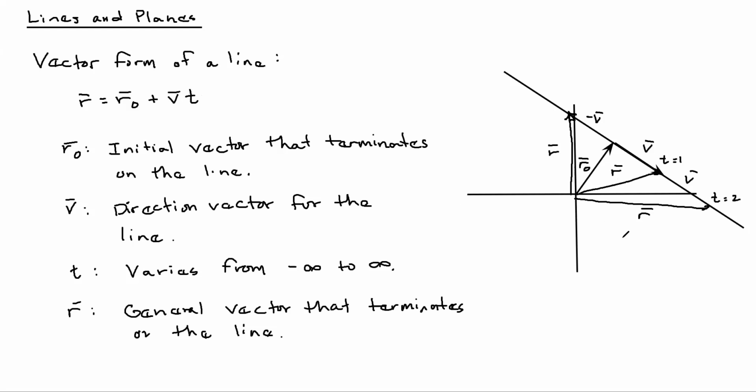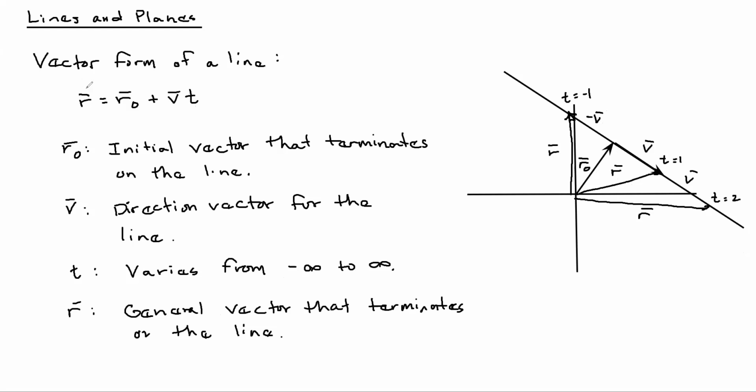2 v's. This point here would end up corresponding to -1 for t. And so we would have t equals -1. And so you'd end up getting that r value. And so if you do t from negative infinity to infinity, you end up getting the entire line being generated. And so that forms the basis for our vector form of a line.